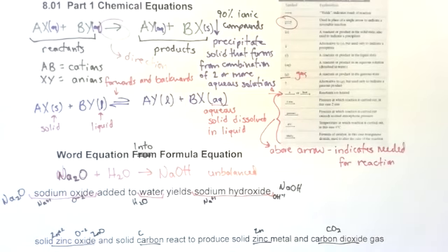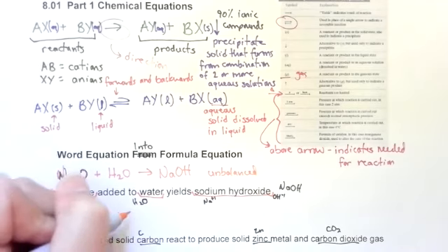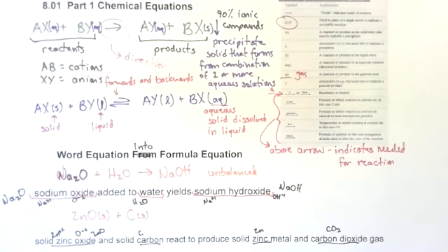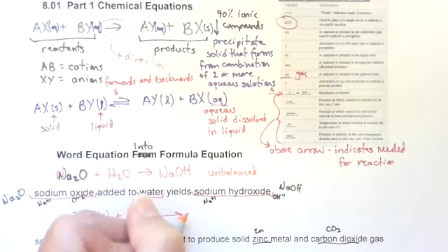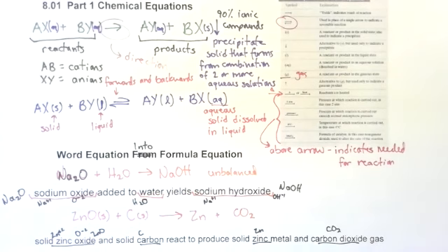All right, now that I have my formulas, I'm going to write my equation. So I'm going to have zinc oxide, and this tells me it's solid, so I'm going to write an S here. And solid carbon, I'm going to want an S there to indicate. So it doesn't say plus, but it just says and, but they react to produce. So that tells you that these are the reactants. So I'm going to do an arrow, and they produce zinc metal and carbon dioxide gas.